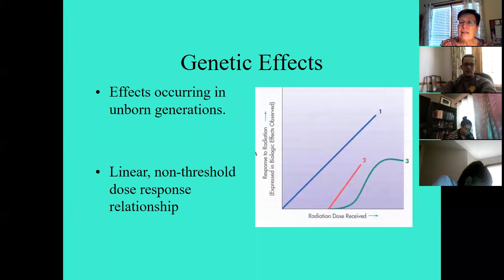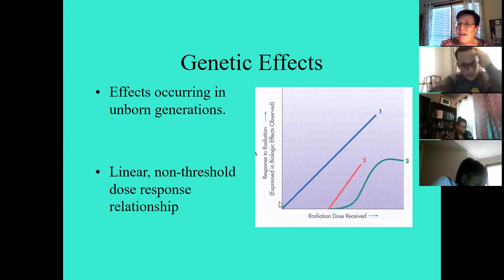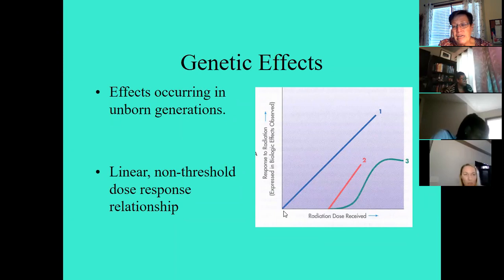And they follow a linear, non-threshold dose response curve. Linear, it graphs as a straight line. So both 1 and 2 are both linear responses. Remember, 3's the sigmoidal or the nonlinear response. Non-threshold means any radiation exposure, no matter how small, can cause the effect. So it starts at 0 on the dose axis. So here we have a linear non-threshold dose response curve. Genetic effects and cancer follow this dose response relationship. They are the stochastic effects.